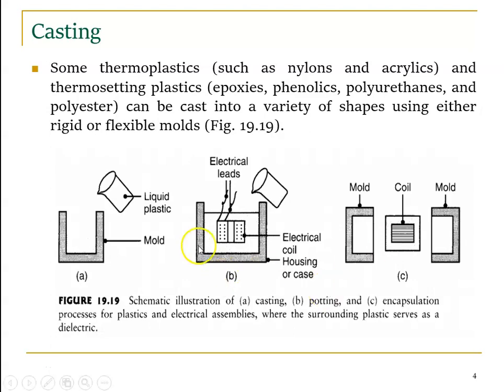The figure shows the casting process. This is a mold; if the liquid plastic is poured in, after solidification we will get the final shape. Sometimes we do two processes: one is potting, another is encapsulation. Potting is something we normally see in our electrical wires and electrical coils, which are surrounded by plastics, like PVC. Generally the electrical coils are placed in the mold and we pour the molten plastic. After solidification we get the shape. Encapsulation is similar.